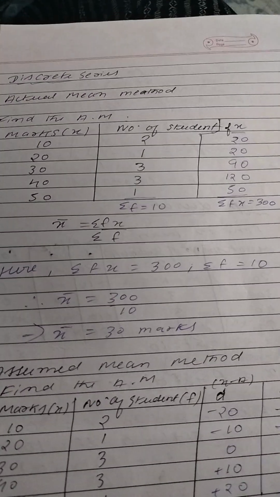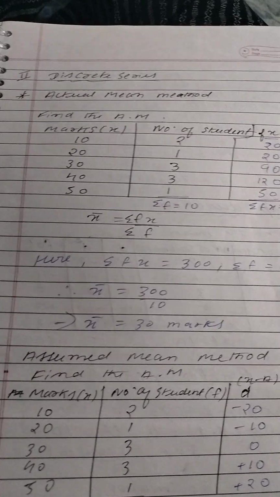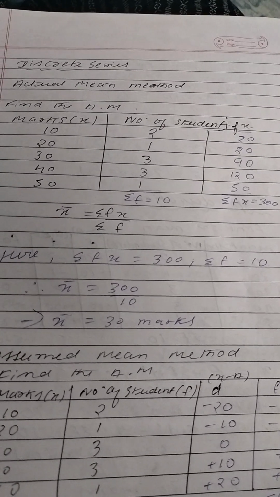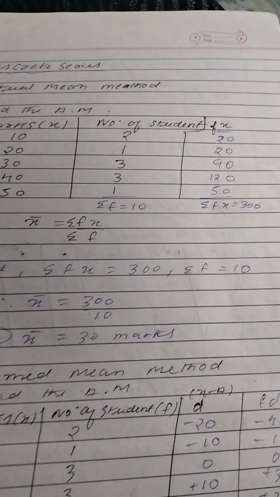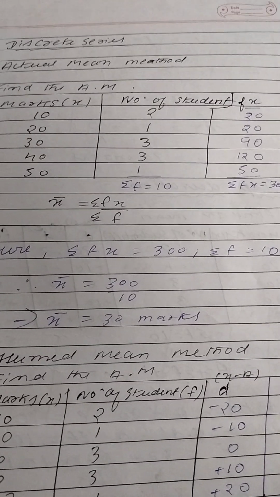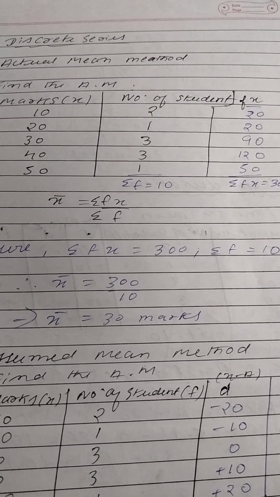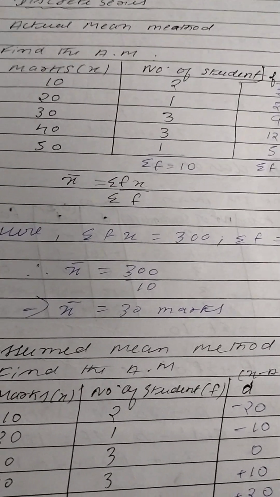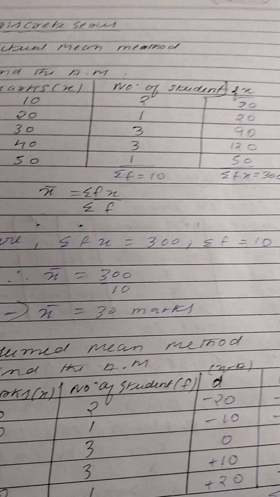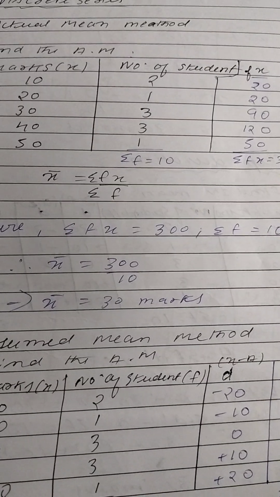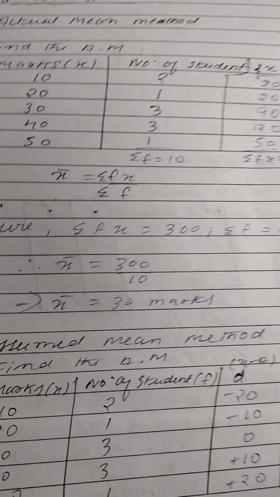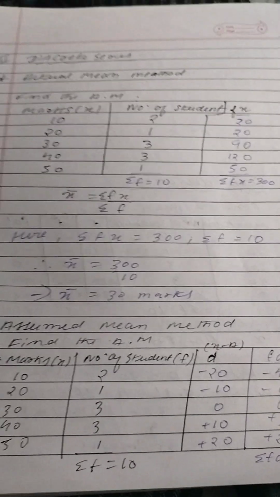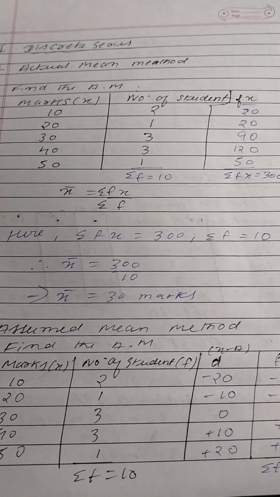So what is discrete series? Here there is a frequency, and rather than calculating the x summation, now you have to calculate the summation f, because counting the observation is not there. So you have to calculate the summation f and fx as well. Here's the formula, and you put it in and you get the same.